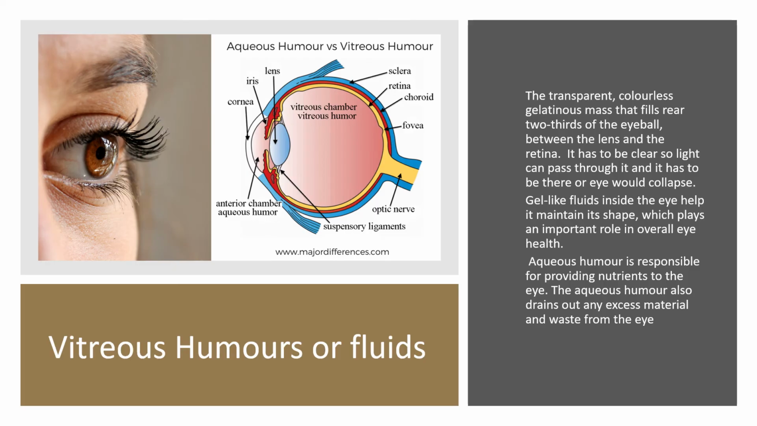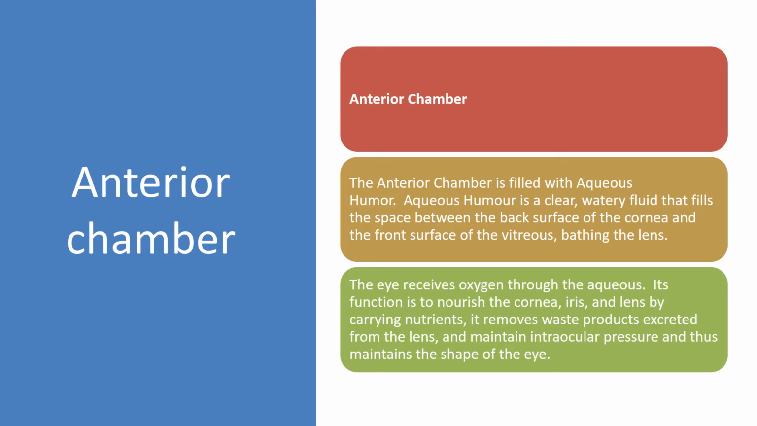Then we have the vitreous humor, or fluid, which is the transparent, colourless gelatin mass that fills the rear two thirds of the eyeball, which actually helps to give it shape. It has to be clear so light can pass through it, and it has to be there. If we didn't have it there, our eye would be all squishy and it would have no shape and it would collapse. We have the anterior chamber, which is filled with aqueous humor, again a clear watery fluid that fills the space between the back surface of the cornea and the front surface of the vitreous, and that helps to give it its shape as well.